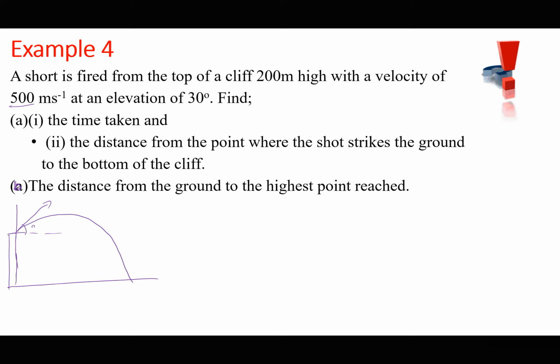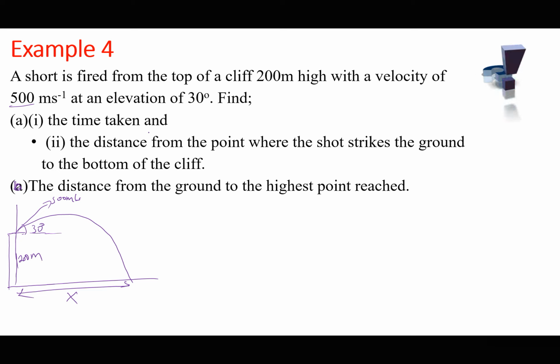So this angle is going to be 30 degrees to the horizontal. This is given as 200 meters. They want us to find the distance here, which I'll call x. This is given as 500 meters per second.